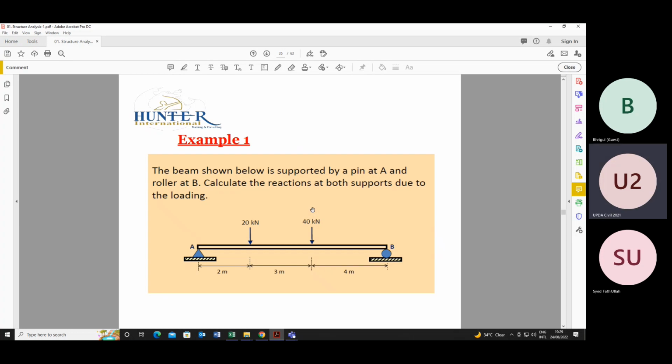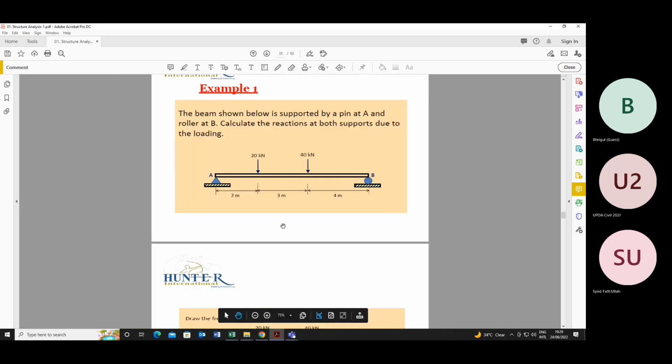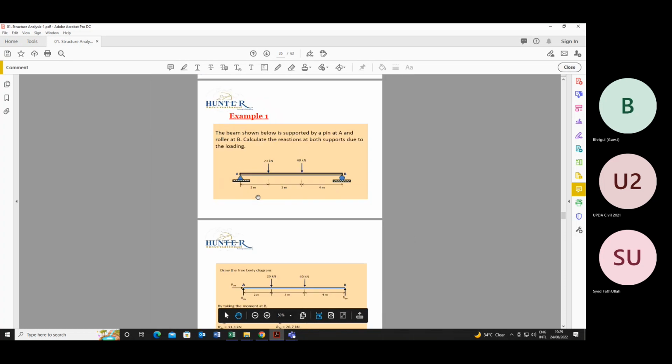Let's come to the question. This is the first example. The beam shown below is supported by a pin at A and roller at B. So A is supported by a pin and at B we have a roller. Calculate the reactions at both supports due to the loading.